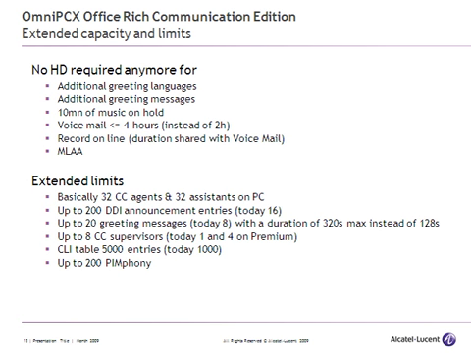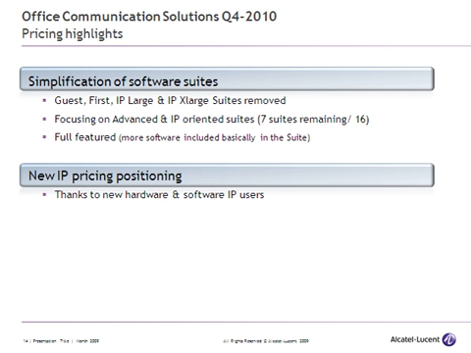There's a significant increase in the number of call center supervisors, up to 8 now on the new power CPU. The CLI table for the call center has been increased to 5,000 entries instead of 1,000 entries, and you can have up to 200 Pimphony users on all OXOs.